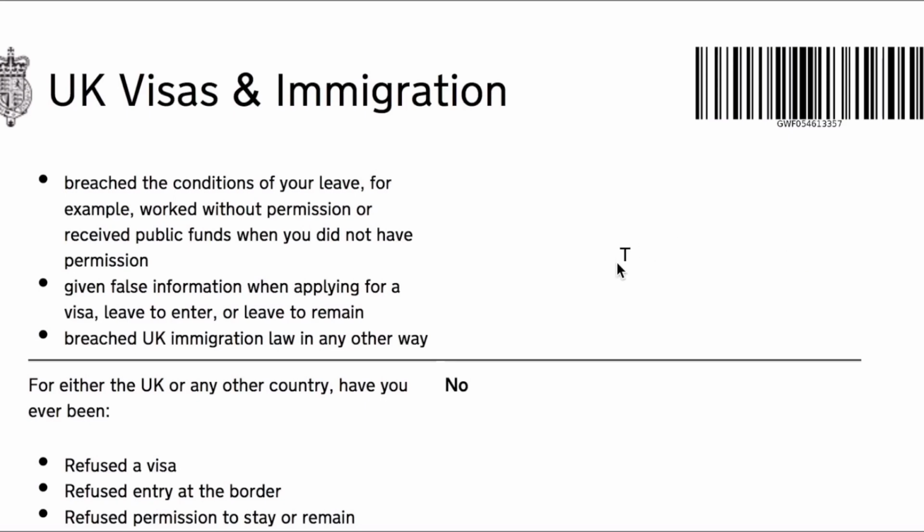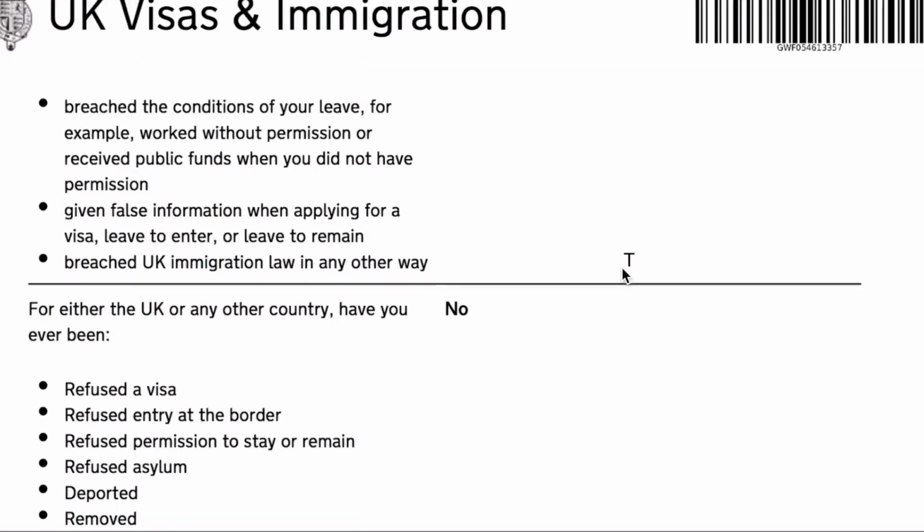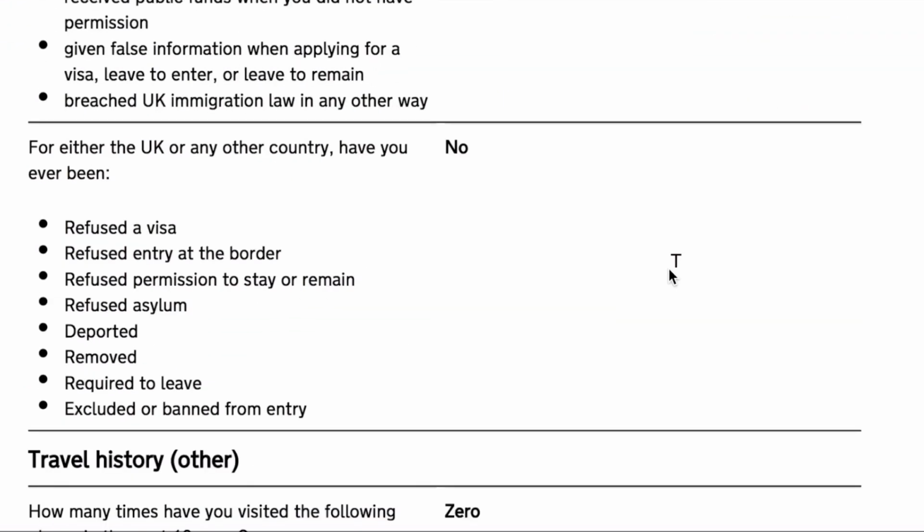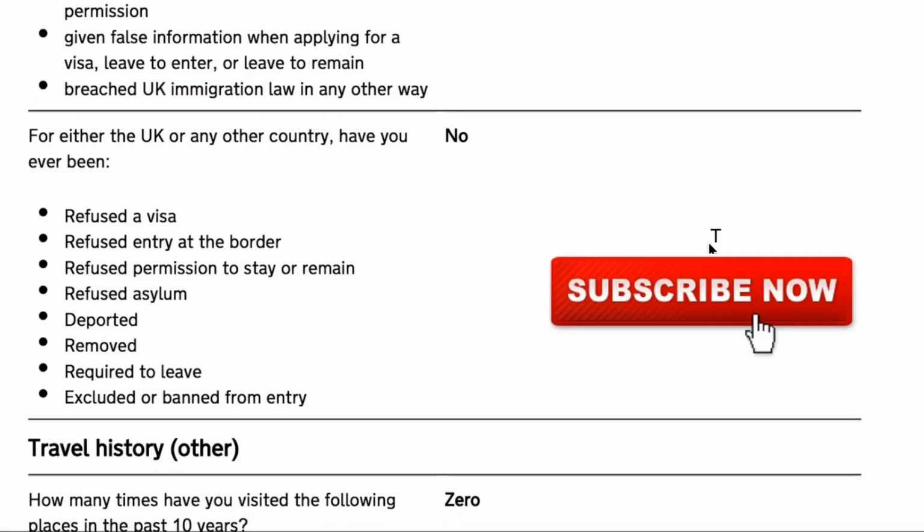If you've illegally stayed in the UK in the past, they want to know everything in the application. For the UK or any other country, have you ever been refused a visa? They want to know if you have applied for a visa to any other country and what the result was. If your visa has been refused in any other country, it's better to inform them. It was no for my in-laws, so I said no.